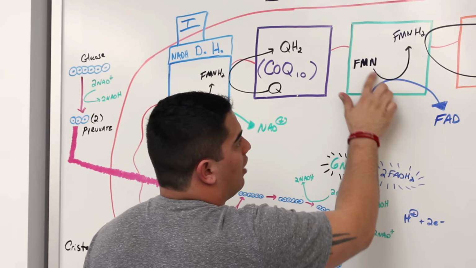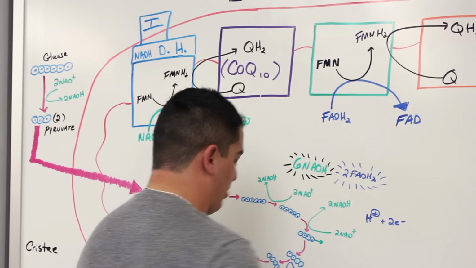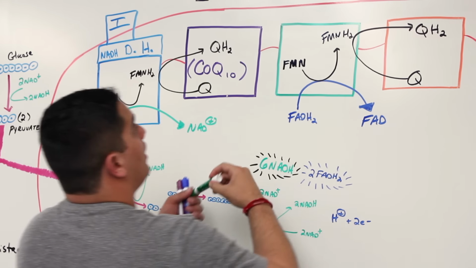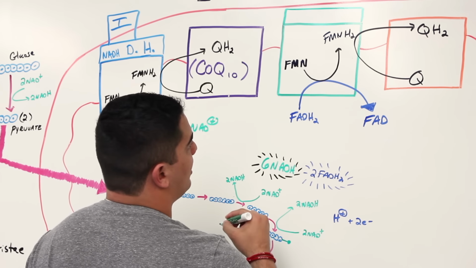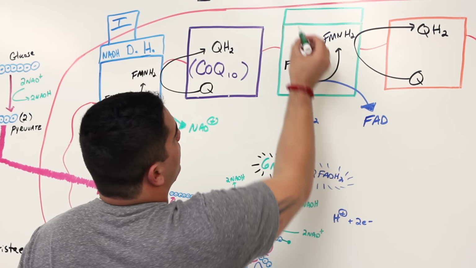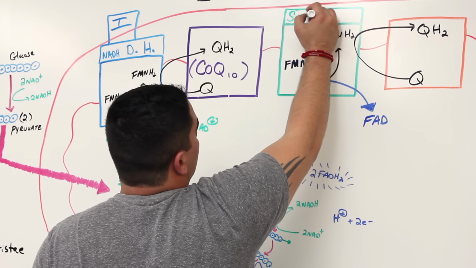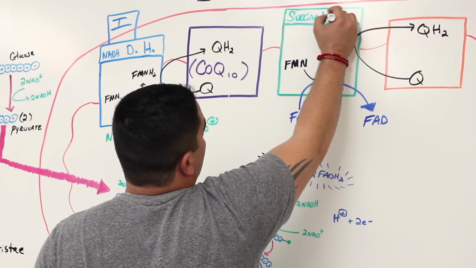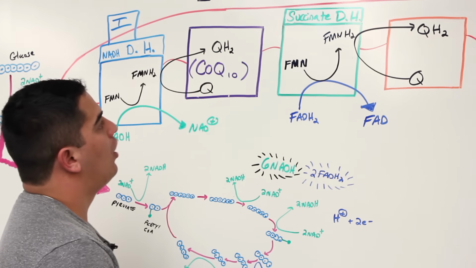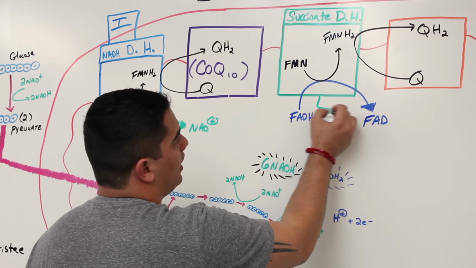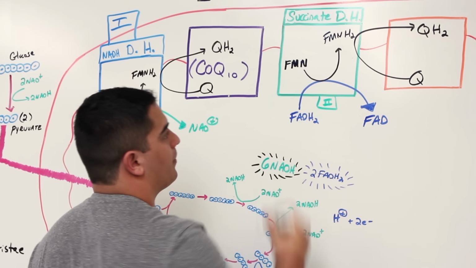FADH2 dropped his electrons off onto this second complex, if you will. So what is this guy here called? This is actually going to have two names again. I can call this one specifically succinate dehydrogenase. Or they can also call it specifically complex 2.